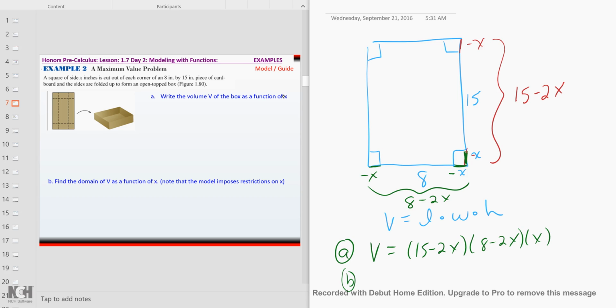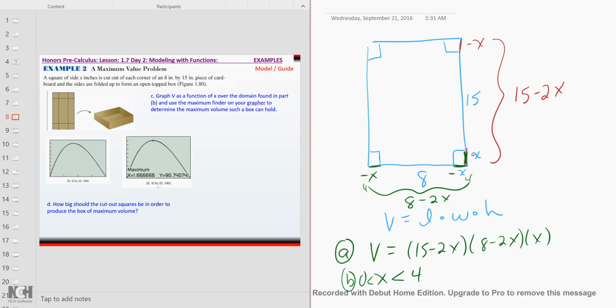So we're going to be restricted on how much we can actually cut out and still have a box left. In other words, if x was 4, I would take off 4 from this side, 4 from this side, and I wouldn't have anything left. So x is going to have to stay less than 4. And it can't even be equal to 4, because if you take exactly 4, it's going to be too much. So my domain is the set of all x such that x has to be less than 4. Okay? And it can't be negative, obviously. So it's got to be greater than 0. Okay, so there's B.